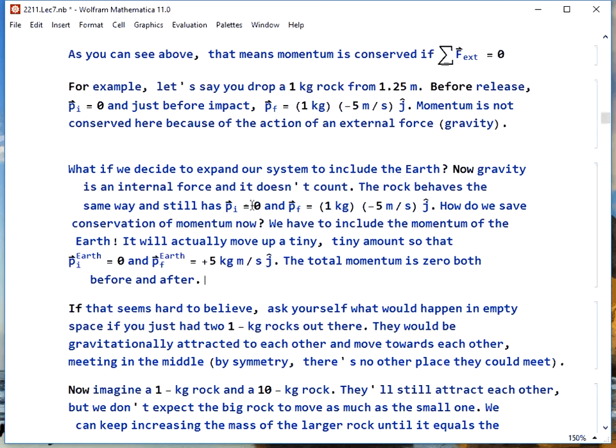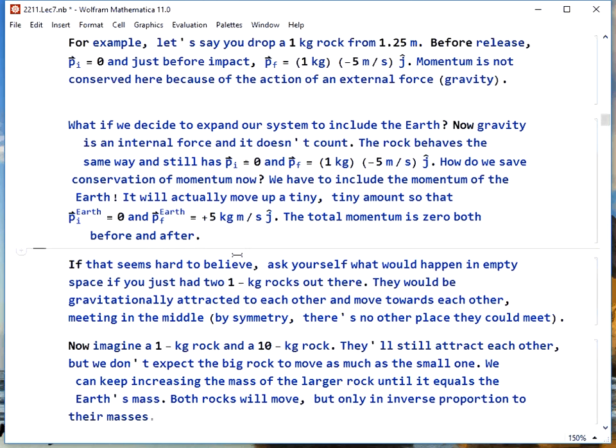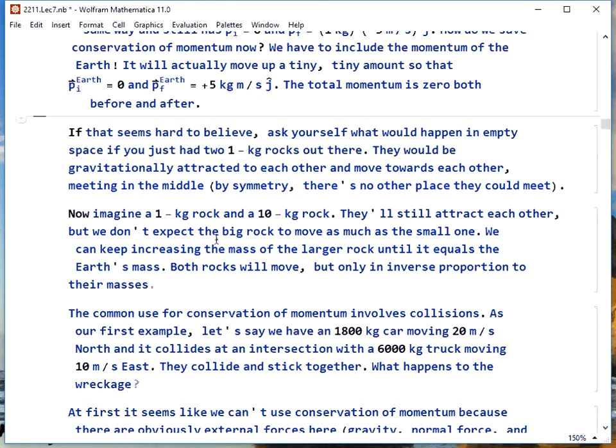The total momentum is the sum of these things, so we have 0 from the rock plus the Earth before, and 0 from the rock plus the Earth just before impact. This may seem like you're cheating a little bit, just because it's impossible to prove that the Earth moves with this ridiculously small speed, because when we divide this 5 kilogram meters per second by the Earth's mass, we'll get something about 10 to the negative 24 meters per second.